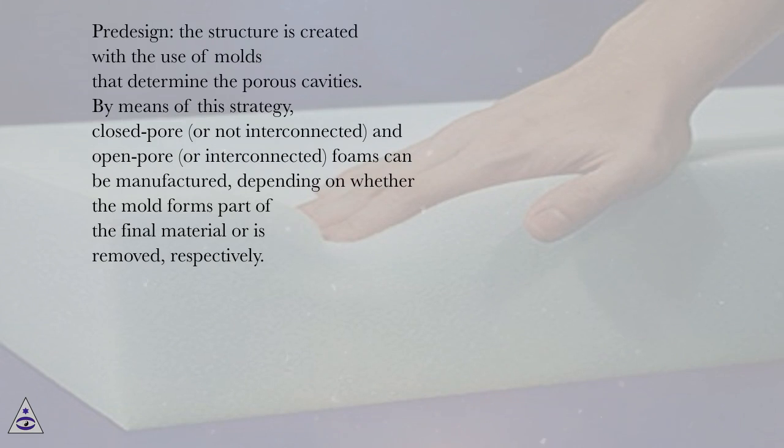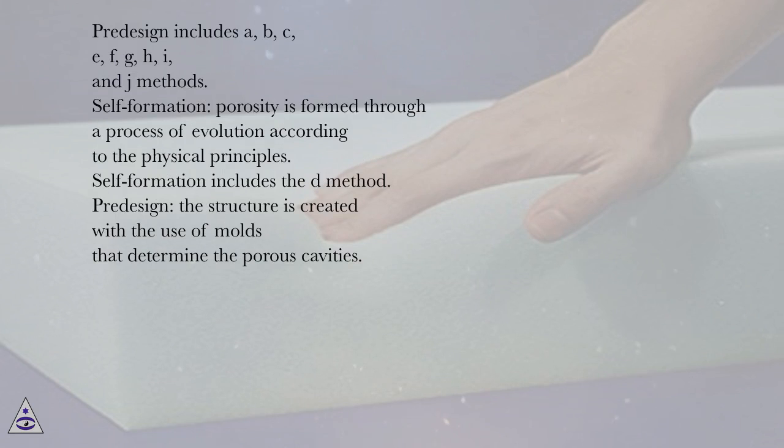Predesign: the structure is created with the use of molds that determine the porous cavities. By means of this strategy, closed-pore, or not interconnected, and open-pore, or interconnected, foams can be manufactured, depending on whether the mold forms part of the final material or is removed, respectively. Predesign includes A, B, C, E, F, G, H, I, and J methods.